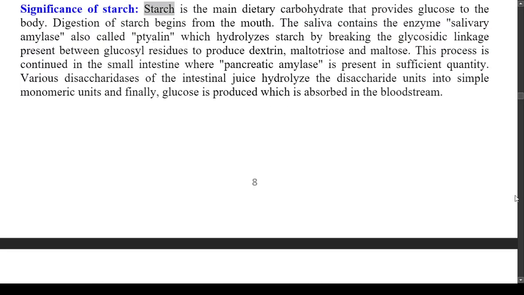Significance of starch. Starch is the main dietary carbohydrate that provides glucose to the body. Digestion of starch begins from the mouth. The saliva contains the enzyme salivary amylase, also called ptyalin, which hydrolyzes starch by breaking the glycosidic linkage present between glucosyl residues to produce dextrin, maltotriose, and maltose. This process is continued in the small intestine where pancreatic amylase is present in sufficient quantity. Various disaccharidases of the intestinal juice hydrolyze the disaccharide units into simple monomeric units, and finally, glucose is produced which is absorbed in the bloodstream.